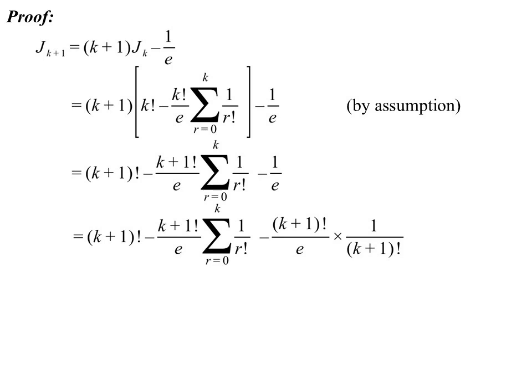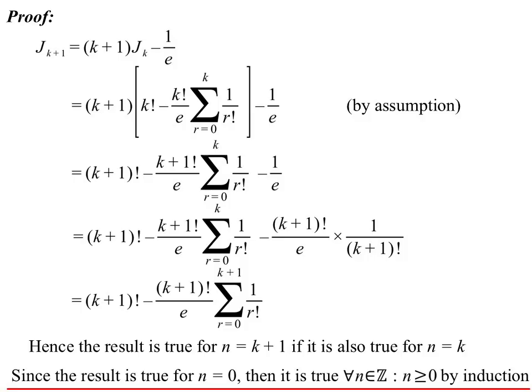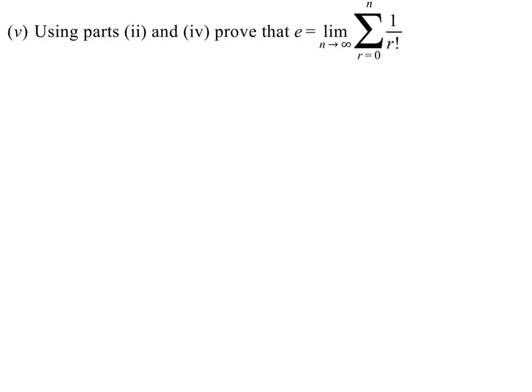But have a look at the general term. It's 1 on r factorial. I've got 1 on k plus 1 factorial. It's the next term in this series. And that was what we're trying to prove. So hence it's true for k plus 1 if it's true for k. And so on and so on and so on. Oh, but it didn't stop there.